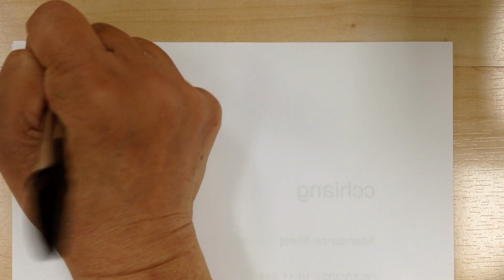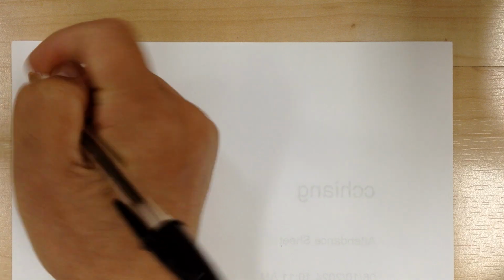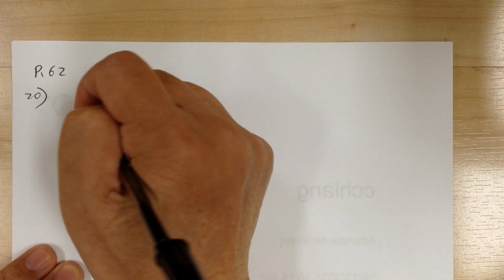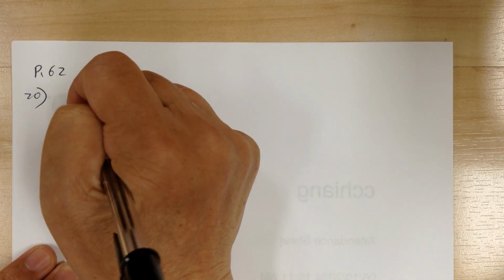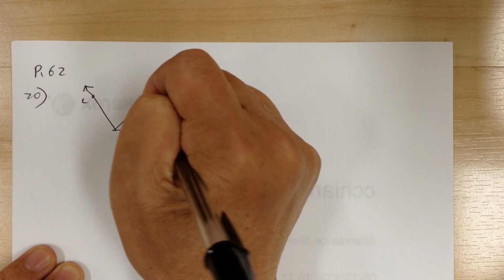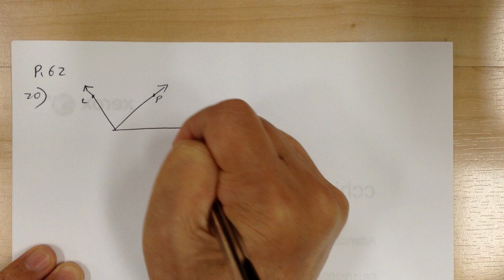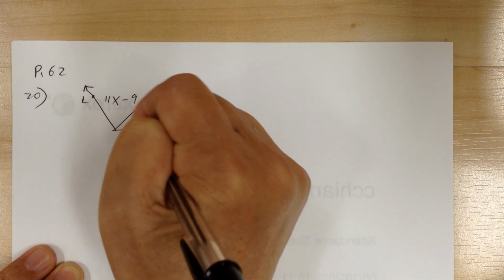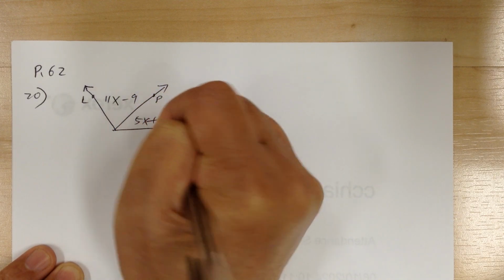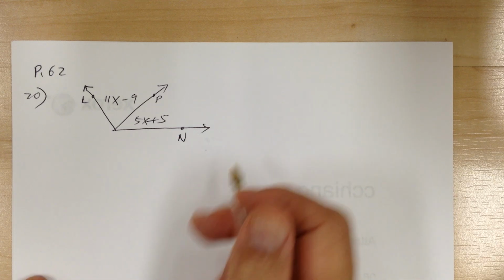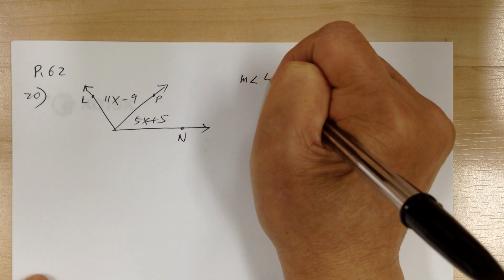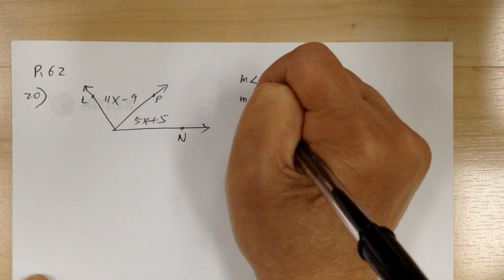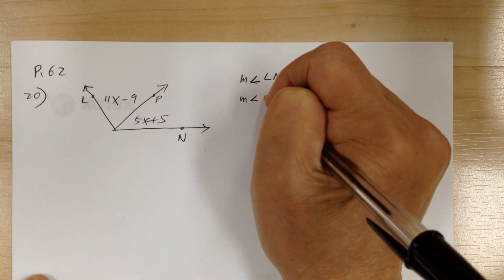Let's go to page 62 and start with number 20. It says, in the diagram shown on the right, and so you have this picture, and this is L, P, N, and this is 11x minus 9, and this is 5x plus 5. It says the measure of angle LMN is equal to 140 degrees, and you're looking for the measure of angle PMN.